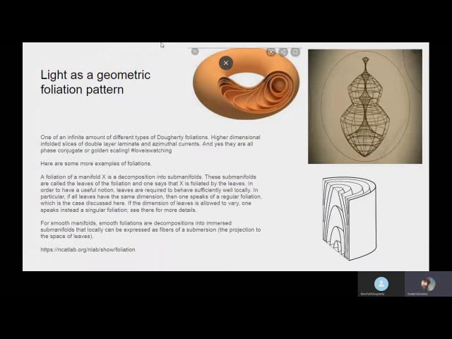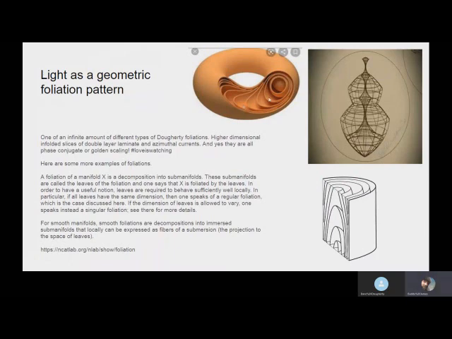Light as a geometric foliation pattern. One of an infinite amount of different types of the Dougherty foliations, higher dimensional infolded slices of double layer laminate and azimuthal currents. And yes, they are all phase conjugate or golden scaling. Here are some more examples of foliations. A foliation is a manifold X decomposition of submanifolds. And I'm showing this because light and the geometry of helicon waves seem to do this as well, and so does electricity and currents. So this is all usable.